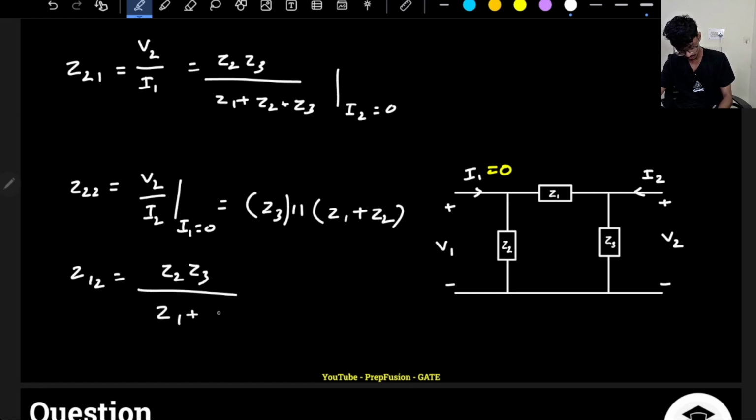Of course, you can calculate it, and you will verify that you are getting the same answer. How is it reciprocal? Generally, a passive circuit is in most cases reciprocal. So this will be when my I1 equals 0.